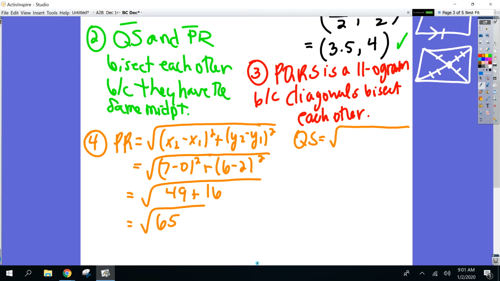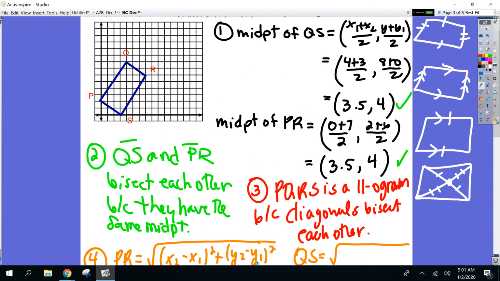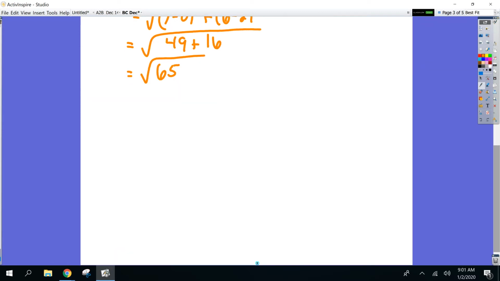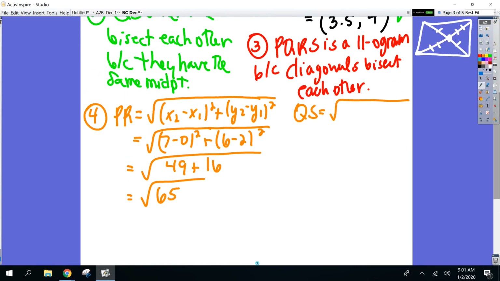Okay, QS. 1, 2, 3, 4, 5, 6, 7, 8 and 1, huh? 8 squared plus 1 squared.